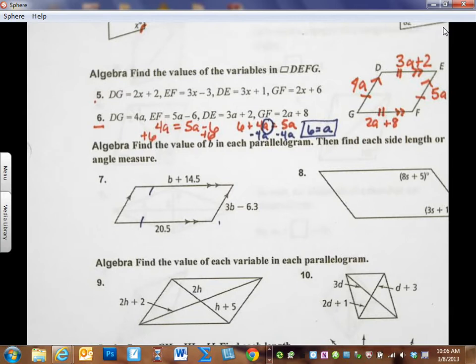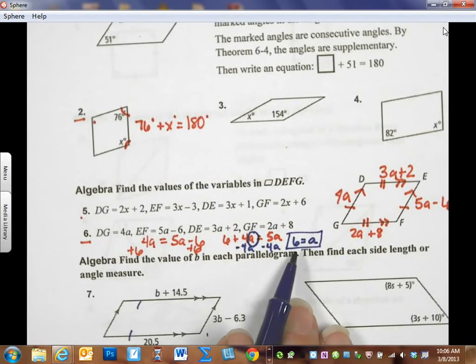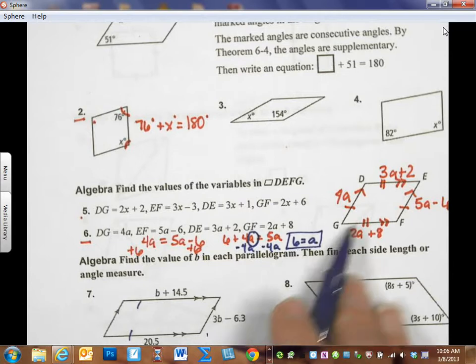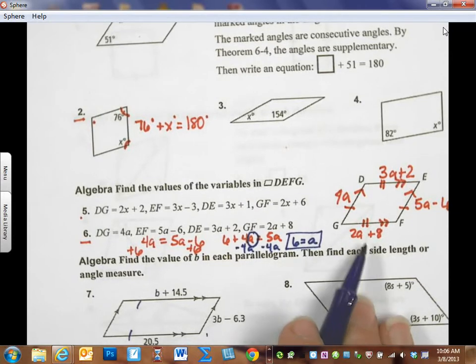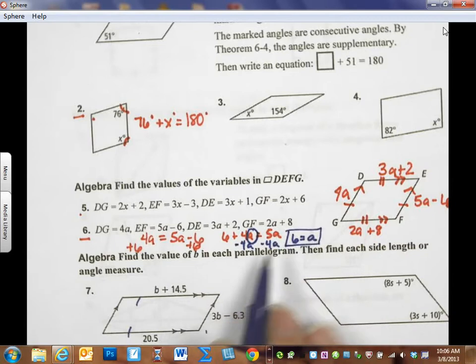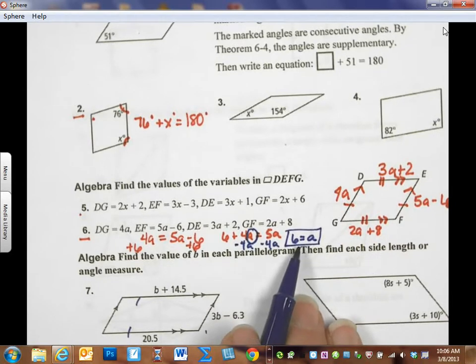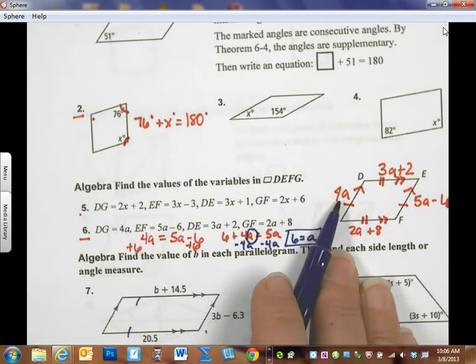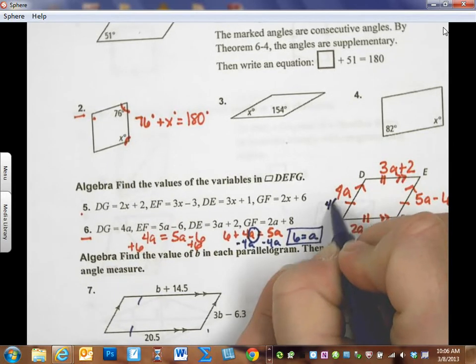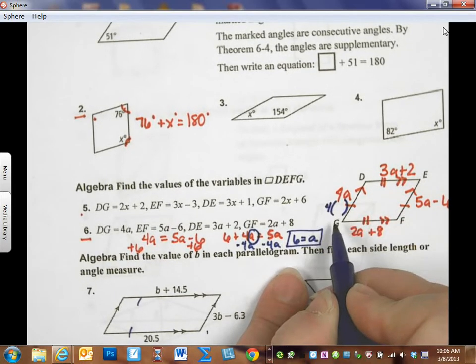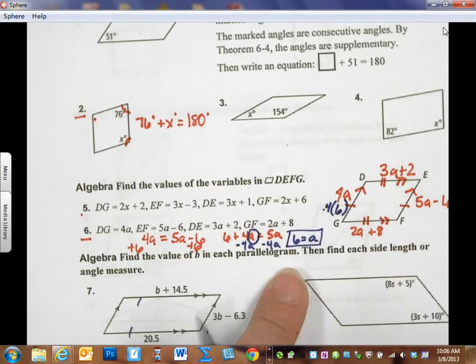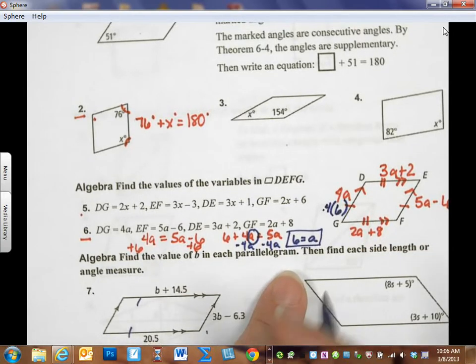Substitute. So once I get my answer, like we found a was 6, right? Can you tell me how long this side is? 6. I take the 6 and plug it in for a. Remember, we substitute the value we found for our variable into the expression. I still don't get that part. Well, this would be 4 times what? What's my a value? 6. So what's 4 times 6? 24. So I know this side is 24.